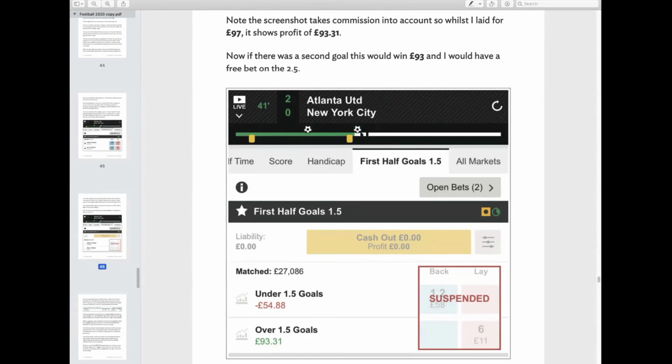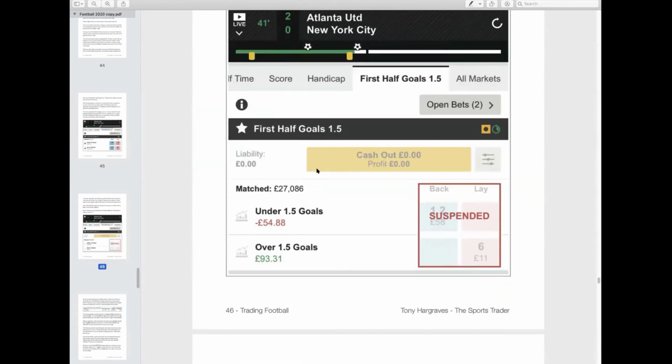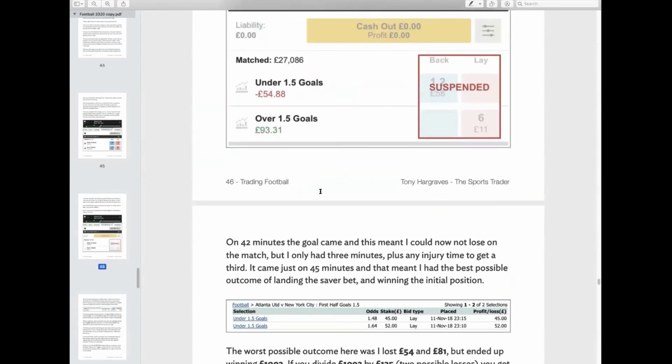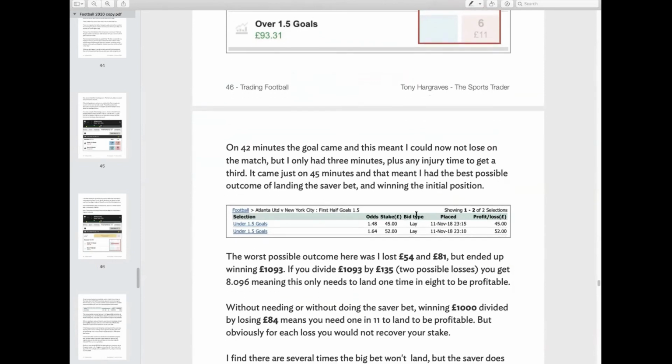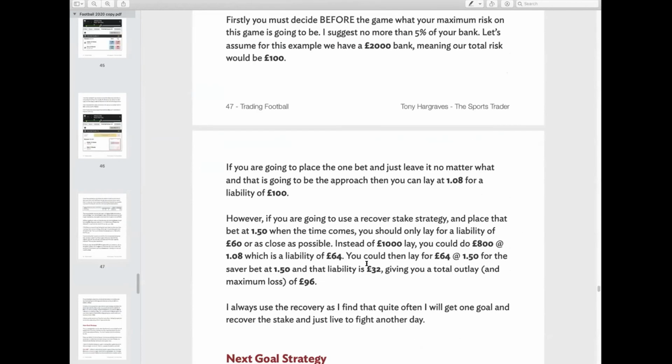If there's another goal in the next 4 minutes, you get this plus the 1,000. But now you're virtually in a free bet, no lose situation. So that's what we've done here. You can see we've laid the under 1.5 at 164 and 148, and we've ended up with the money.